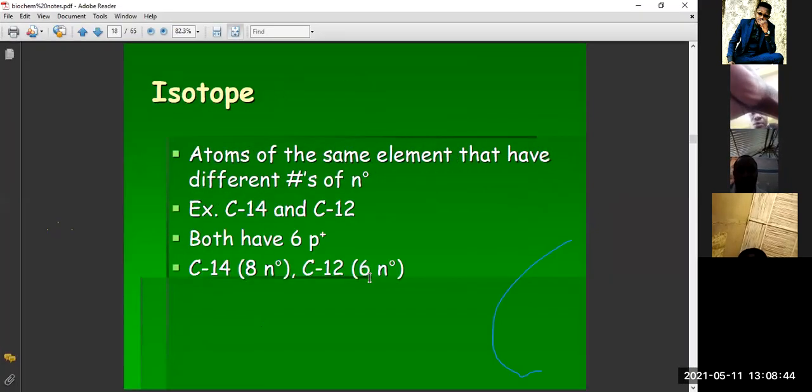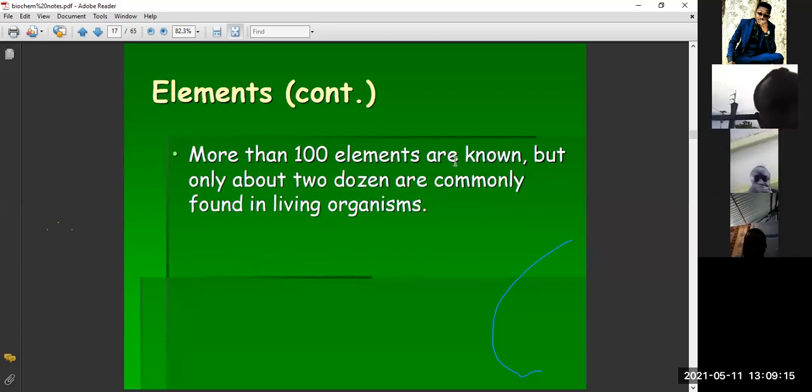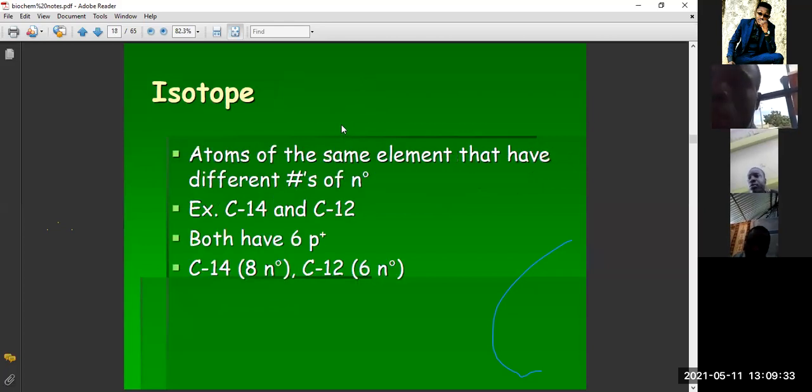Okay. Let's see. So, isotopes. Who has an idea of what an isotope is? Okay, so an isotope, atoms of the... someone wanted to give us a definition? Yes, of course. What is an isotope? Atoms of the same element.